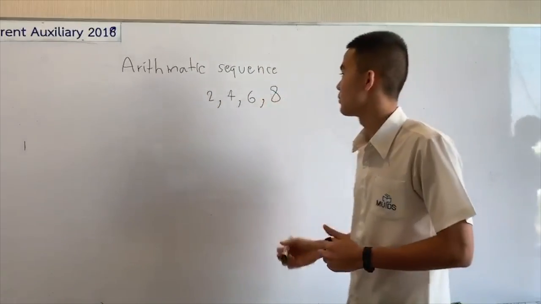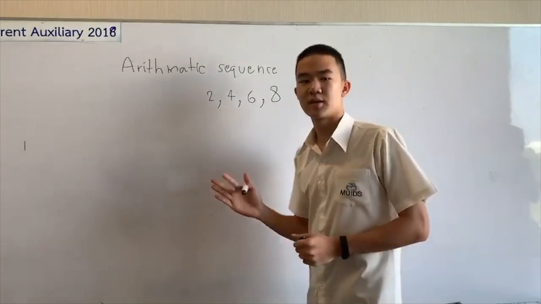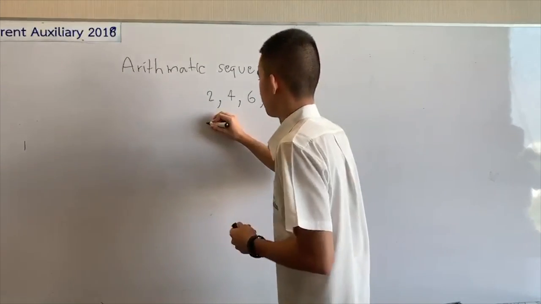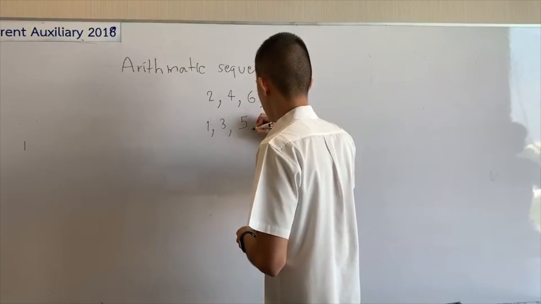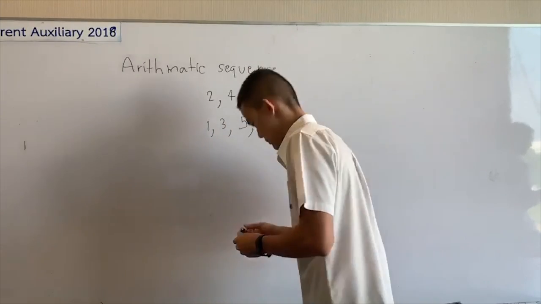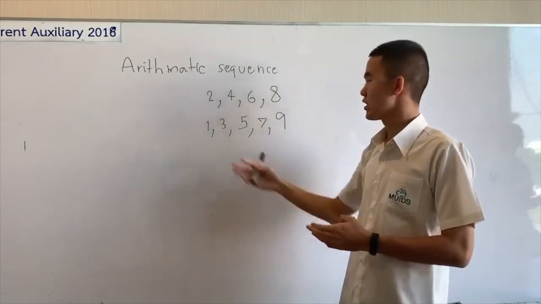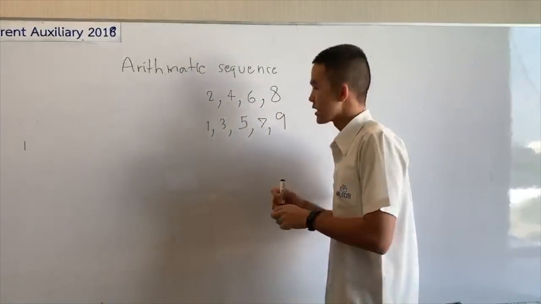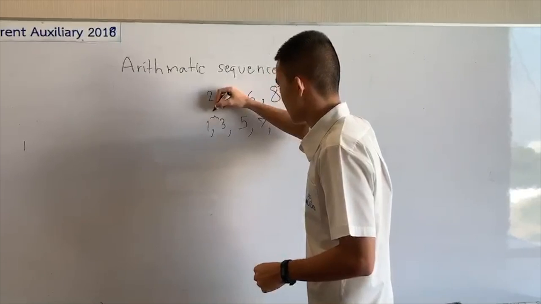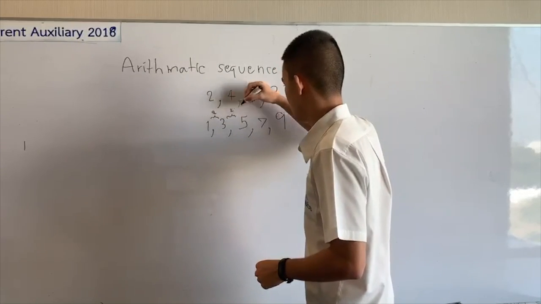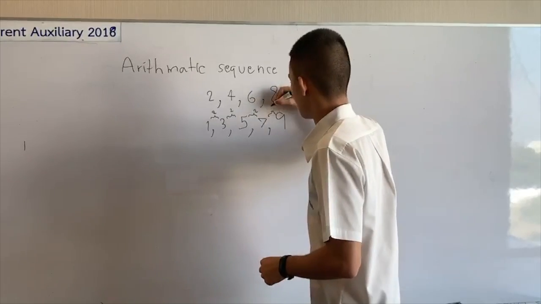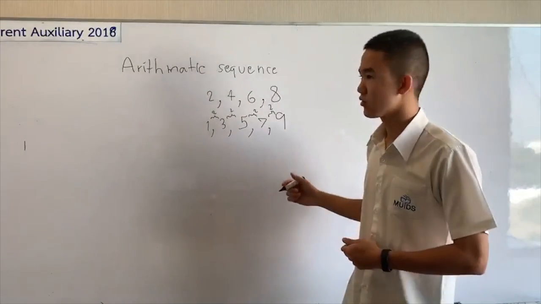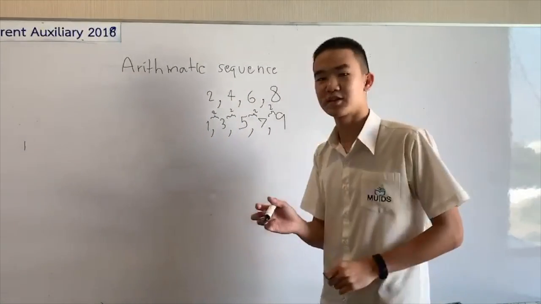This is an example of a sequence as it is in a special order. I will give you one more example as well. This is another example of a sequence as it is in order. The difference between this one is 2, and this is 2, this is 2, this is 2. This is a sequence. Also, I will give you a counter example of a sequence.